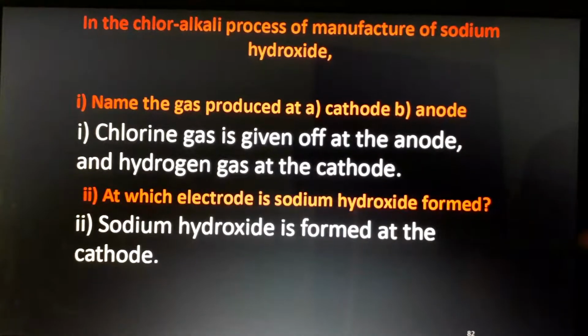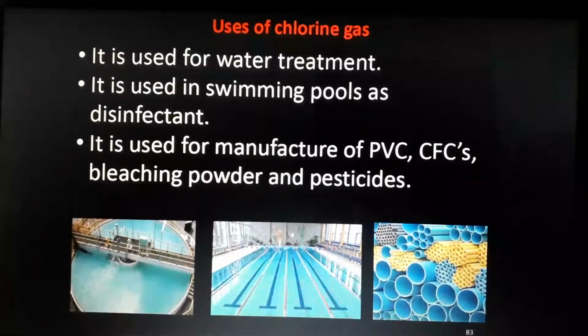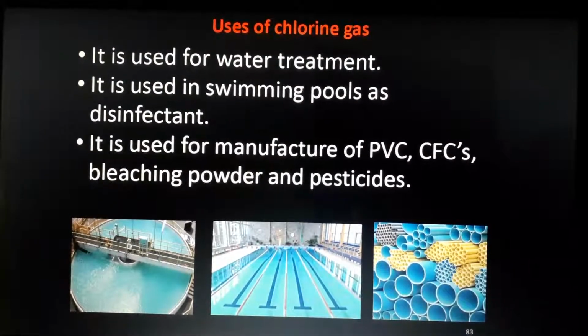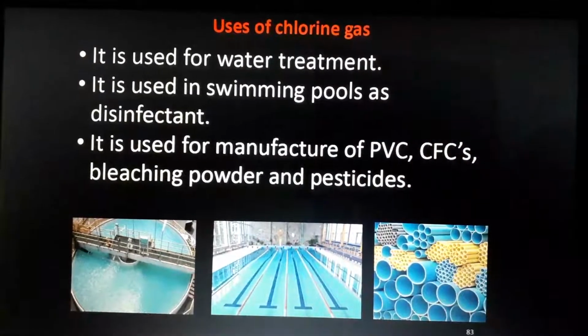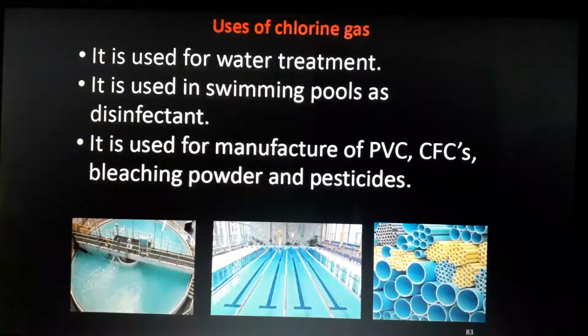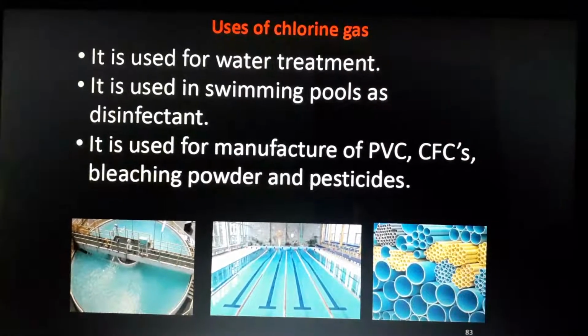Okay, and all these three things are very, very important in industries. Let's see. This is important. Okay, just study as it is. Uses of chlorine gas. It is used for water treatment. You know that chlorine is highly effective at killing bacteria. Okay, it is a poisonous gas. Pure chlorine gas is a poisonous gas. Even for human beings it is poisonous. Just imagine what it will do to these bacteria. Okay, simply, water treatment means just treating water with chlorine.